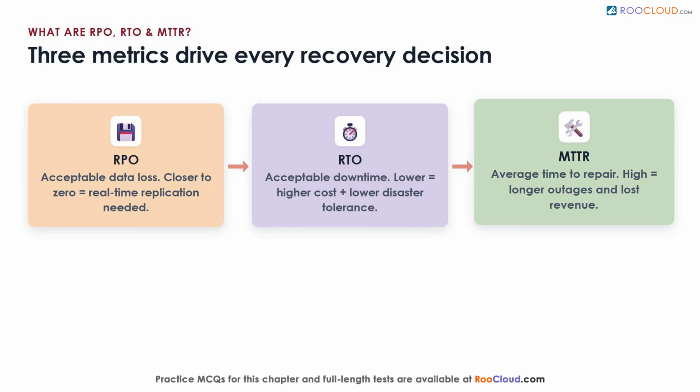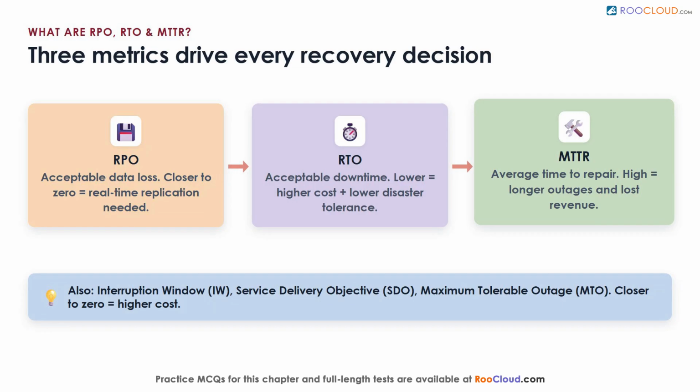A third metric is the mean time to repair. It is the average time to fix a failed system. A high value means longer outages and lost revenue. It depends on complexity, spare parts, and technician skill. A few more parameters round this out. The interruption window is how long you can wait before losses become unaffordable. The service delivery objective is the service level during the alternate mode, and the maximum tolerable outage is how long you can run in that alternate mode.